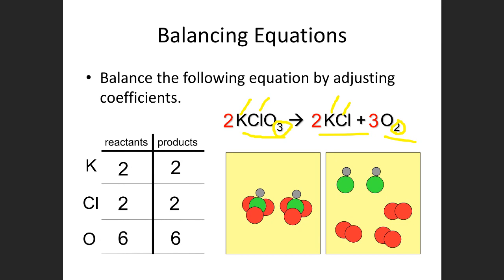When I will have a 3 to oxygen 6, so I will put here 2. So then I have a 6. So now oxygen is balanced on both sides. And now I have a 2 potassium and 2 chlorine. So if I multiply the 2 in front of potassium chloride, then I will have a 2 potassium, 2 chlorine.